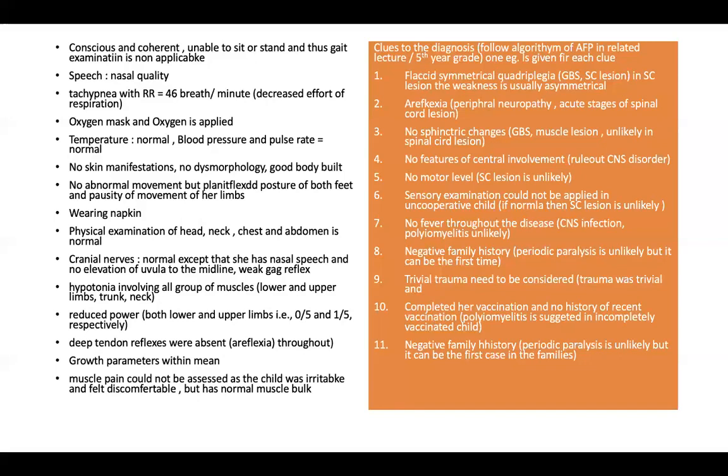لكن من ما عندي sphincteric changes, this is in favor of Guillain-Barré syndrome, muscle or peripheral nerve disease. She had no feature of central involvement. شنو هي الفيتشر؟ ما عندها seizure، ما عندها loss of consciousness، ما عندها behavioral changes. هذه features of central involvement. إذا we ruled out تقريبا central nervous system disorder. There was no motor level. إذا spinal cord lesion is unlikely.